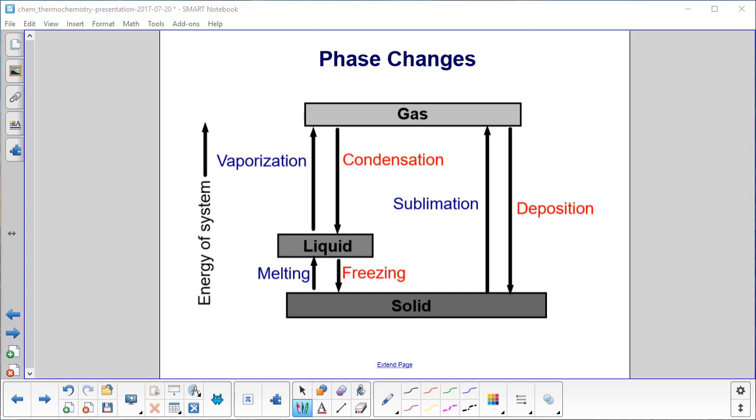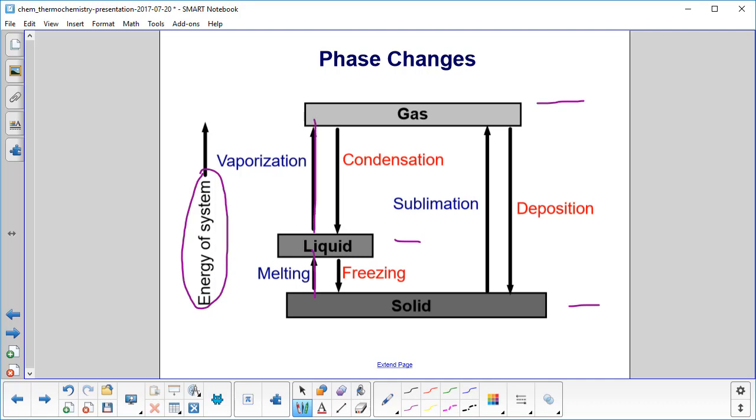Phase changes. We've talked before about solid, liquid, and gas. And you're going to have your material, your system, changing phase. So we look over here on the left, the energy of the system is going up as you move from bottom to top. So when a solid melts, it goes from solid to liquid, and then liquid to gas, and liquid to gas is vaporization.